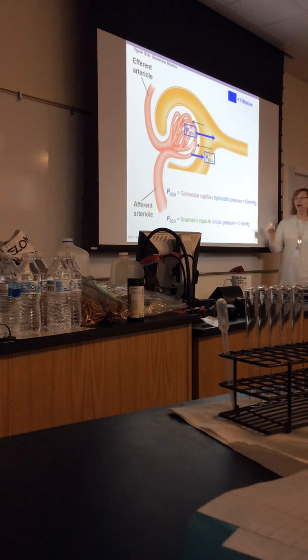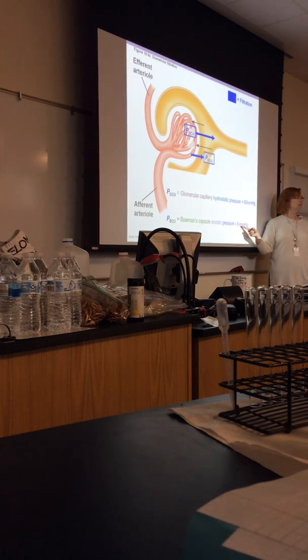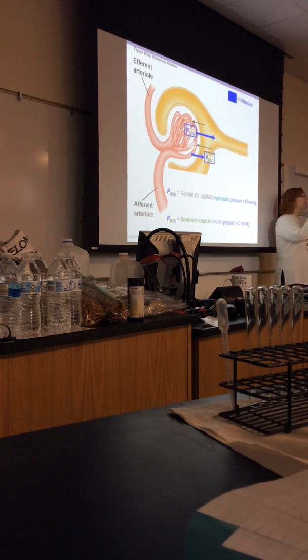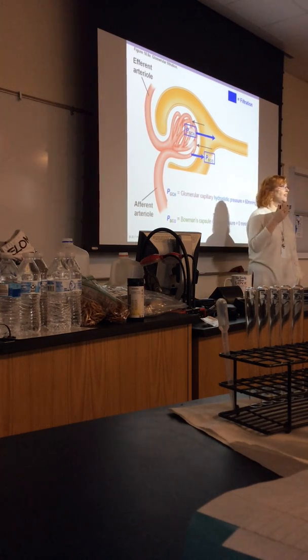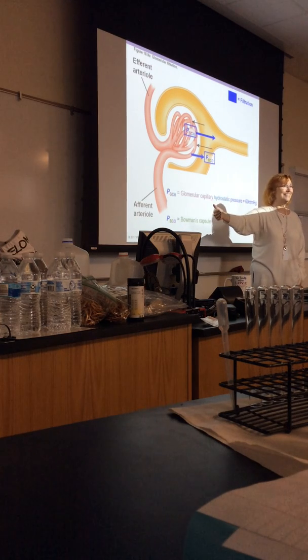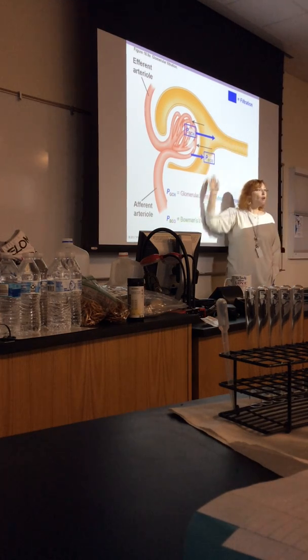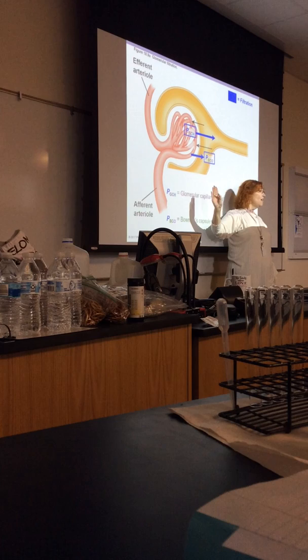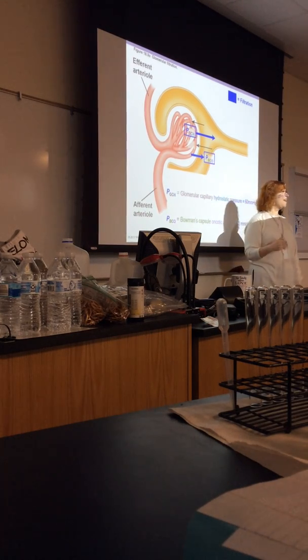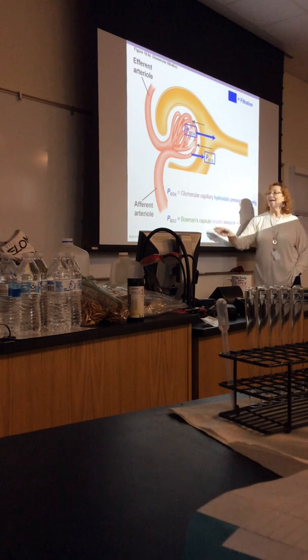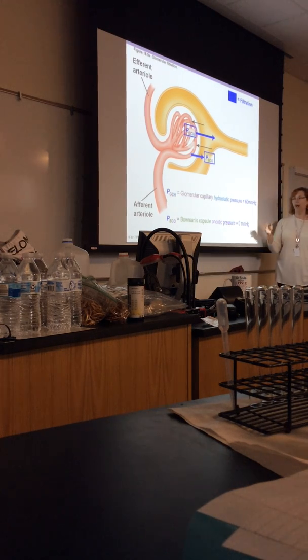My Bowman's capsule oncotic pressure is 0. Why? Because there's no proteins. Those proteins cannot pass through those capillary fenestrations and those filtration slits. So there are no proteins over here. So as long as there are no proteins here, which there shouldn't be if everything is working correctly, then my Bowman's capsule oncotic pressure is going to be 0.